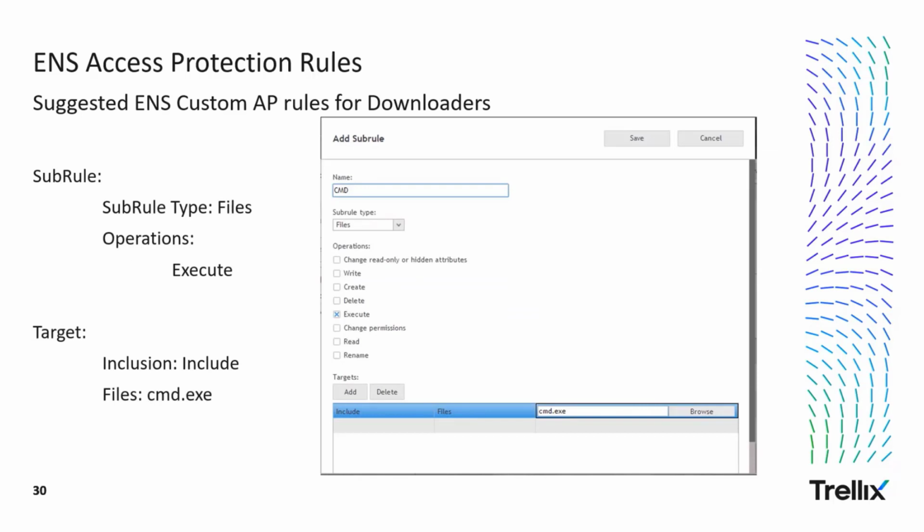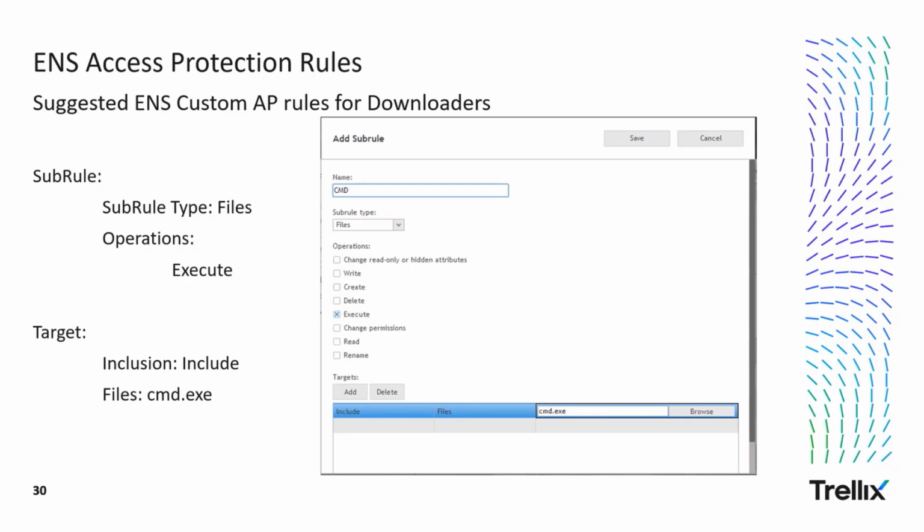And in this case, what we're going to do is we're going to prevent the execution of command.exe. So here, name of the subrole is CMD. The subrole type is files. The operations is execute. The target is inclusion include, and the file is command.exe.